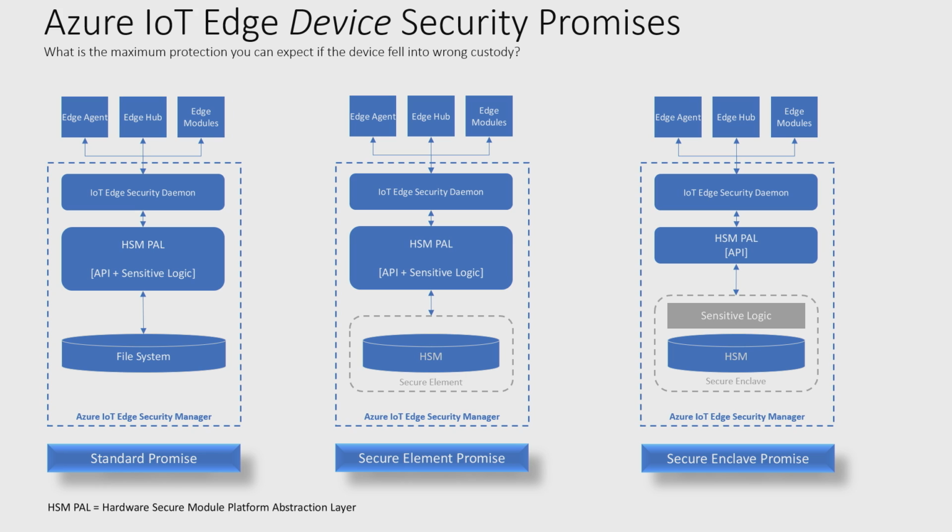And also there is that trust anchor where a device identity itself cannot be separated from the device. So that's the secure element promise.